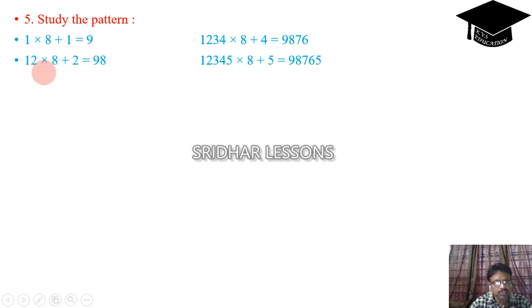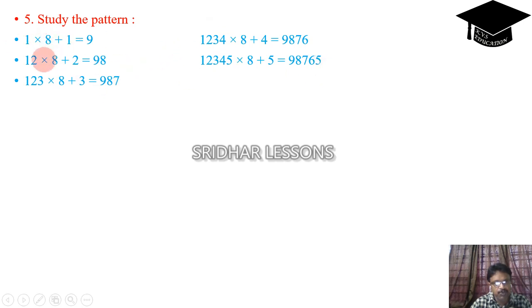Now we are going to study the pattern, the last problems in the exercise. Study this pattern. 1 into 8 plus 1 is equals to 9. 12 into 8 plus 2 is 98. 123 into 8 plus 3 is 987. Afterwards, 1234 into 8 plus 4 is 9876. Have you observed? Next one, 12345 into 8 plus 5 is equals to 98765. Observe this pattern.